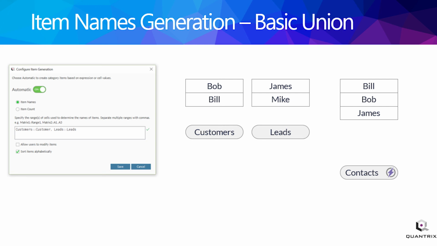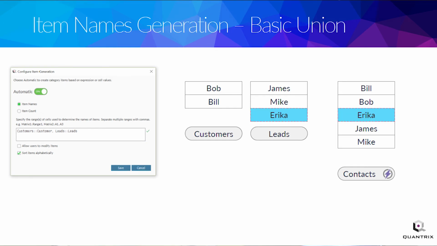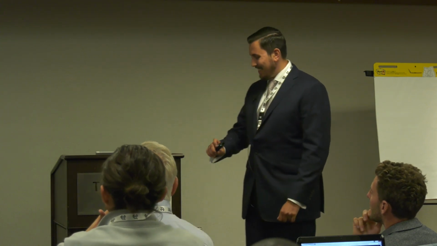That means that when I add Erica to my leads, I'd want Erica not only to go into my contact list, but to be put in there in alphabetical order. And that's possible now with the basic union item names generation. So let's see it in action. Now you'll see that in the deep dive tomorrow, actually.